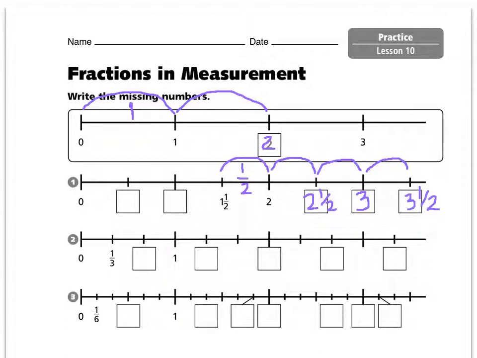Now to go backwards, I need to subtract halves. 1.5 minus a half is 1. 1 minus a half is a half. And then a half to get to 0 would be a half, which is exactly right.